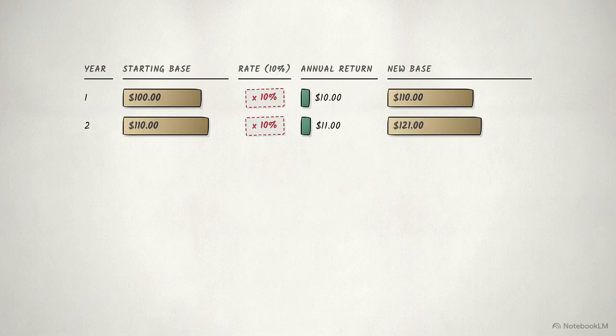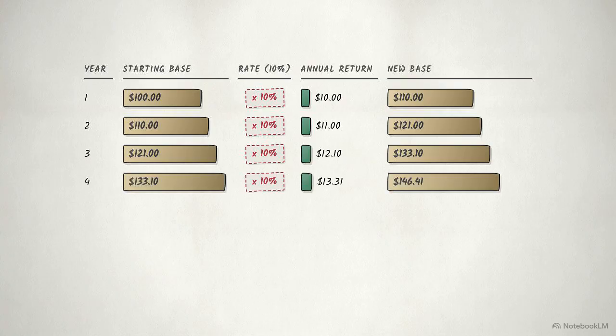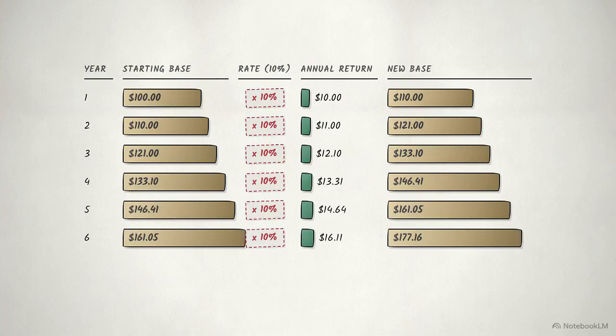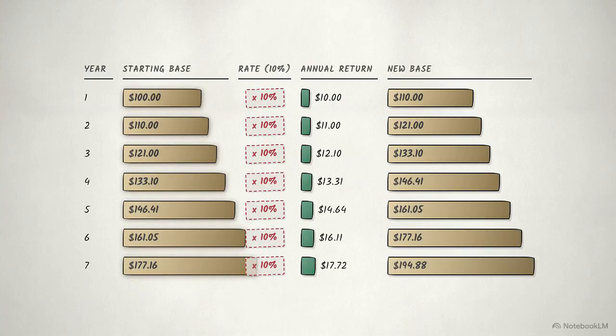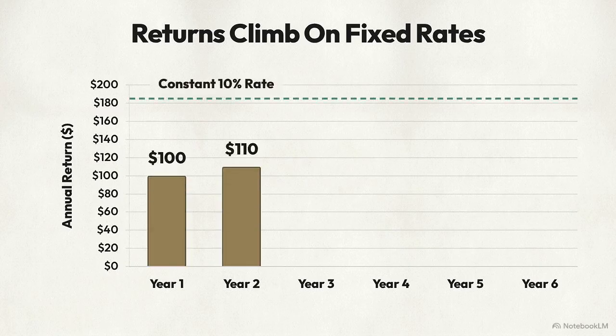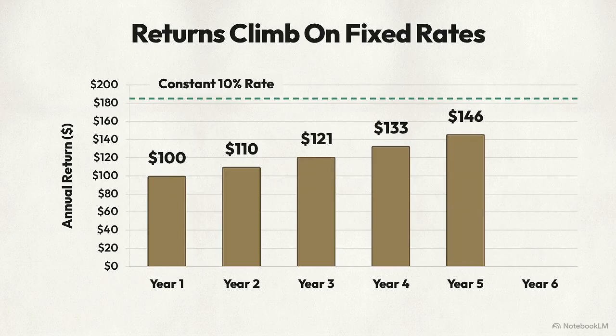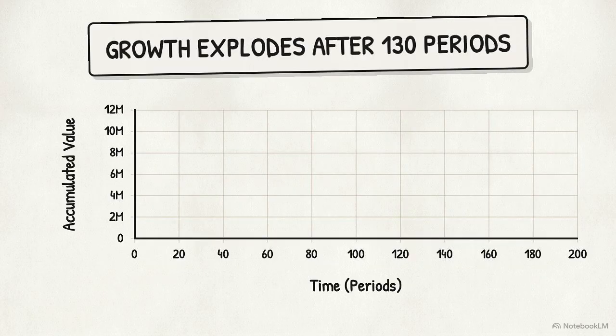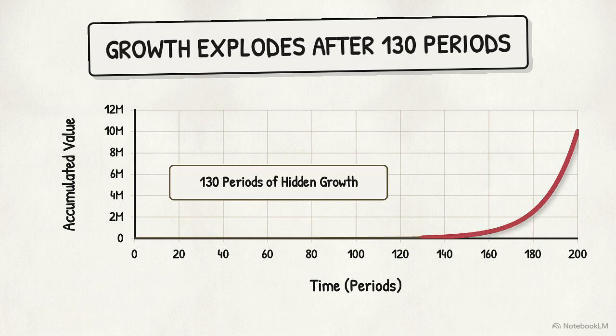As we run this through several more cycles, the compounding momentum builds. Every iteration applies the static rate against a heavier base. The absolute dollar return climbs steadily higher, even though the percentage rate itself never changes. When this exact geometric progression is scaled out to 200 periods, a visual paradox emerges. For the first 130 periods, the line appears completely flat against the axis.